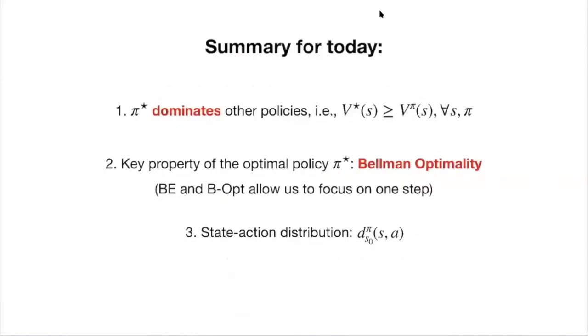Okay, so that's basically the end of this lecture. Two important things. We talked about the optimal policy, right? The optimal policy dominates any other policy everywhere. And then we proved the Bellman optimality for the optimal policy. One thing I want to emphasize is that the Bellman equation and Bellman optimality really allow us to focus on one step. We don't have to reason into the future for infinitely many steps. We're just trying to find something that satisfies this consistency equation. And finally, we touched on the state action distribution, and you will actually do this exercise in the homework.